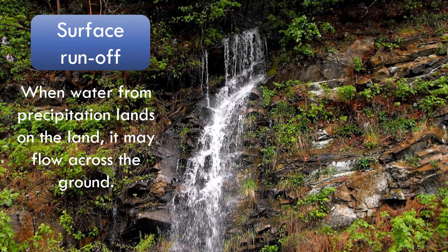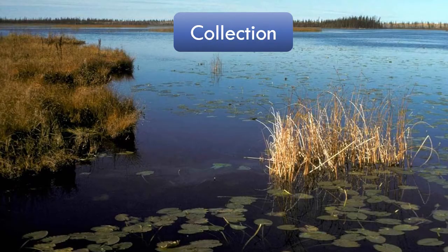When water from precipitation lands directly onto the land, the water can travel across the land, collecting in rivers and streams. This is known as surface runoff. Finally, the water will collect in oceans, rivers and lakes, ready for the water cycle to begin all over again.